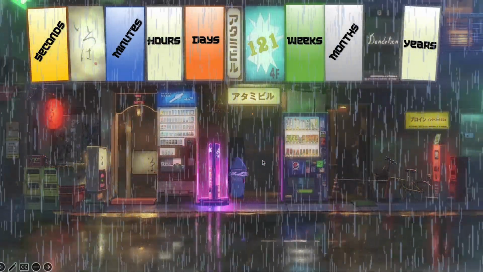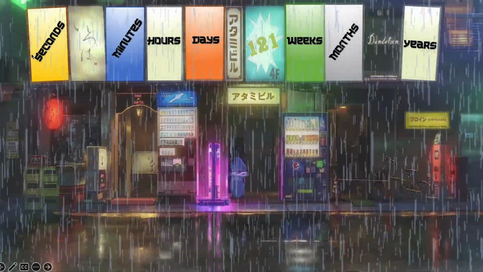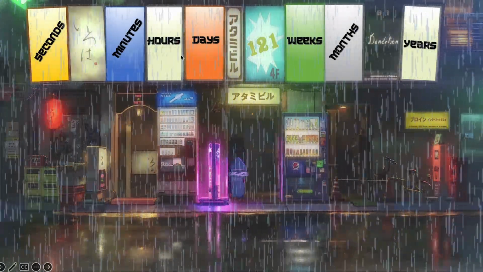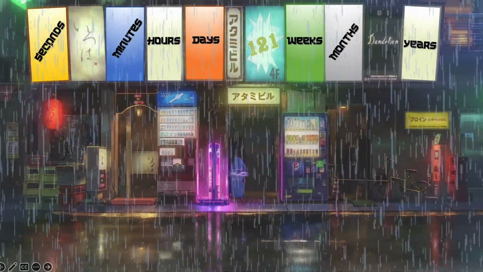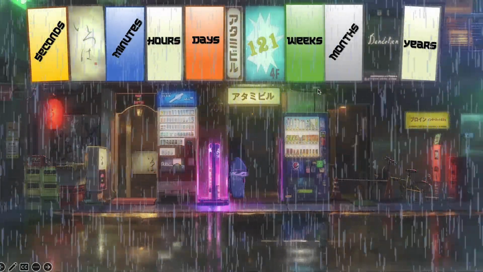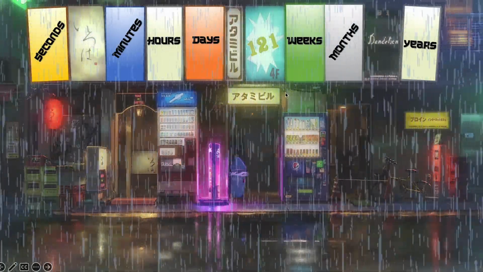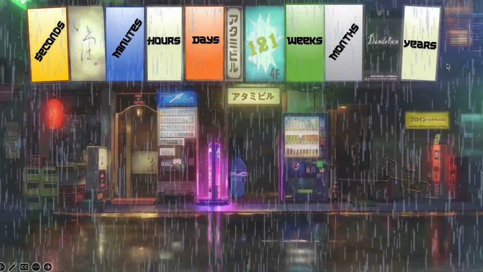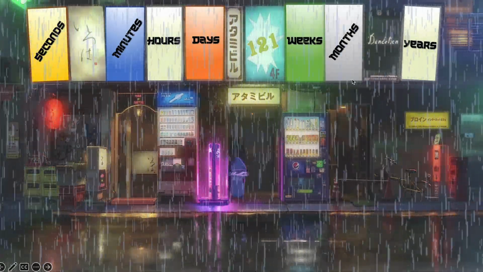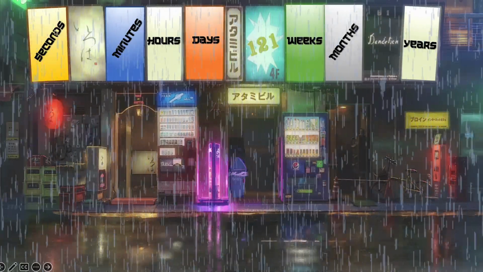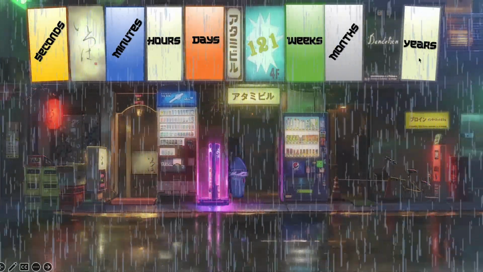Okay, here we are on a rainy night, somewhere in Japan. As you can see at the top of the screen, there are some neon lights all lit up in the night. And we can see different units of time labelled on them. So over here on the left we have seconds, then minutes, hours, days, weeks, months, years. These are all different units that we use to measure time. As you can see, they also go from the smallest measurement, which is seconds, all the way up to the biggest, years.